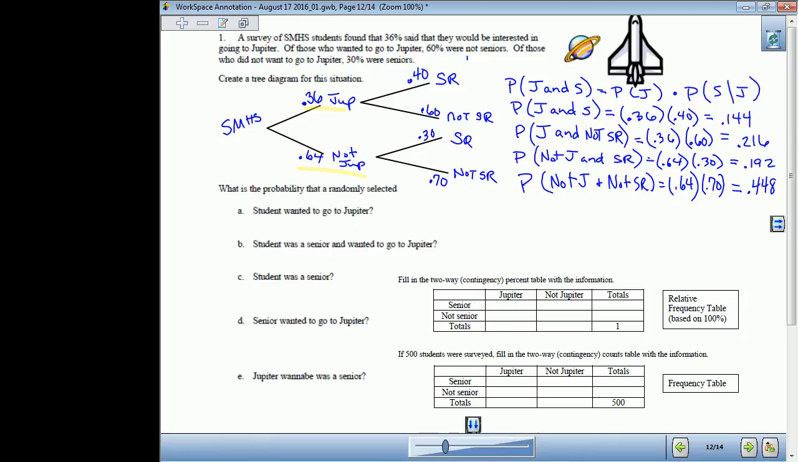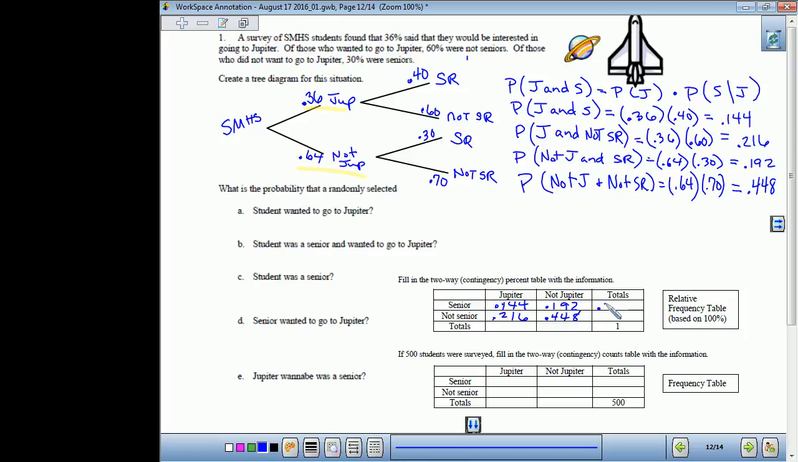So we can fill in this two ways. Senior and Jupiter, 0.144. Not senior and Jupiter, 0.216. Senior and not Jupiter, 0.192. And then this one would be the 0.448.